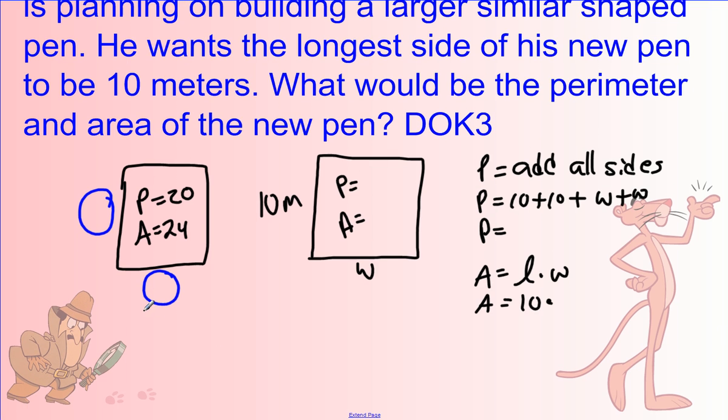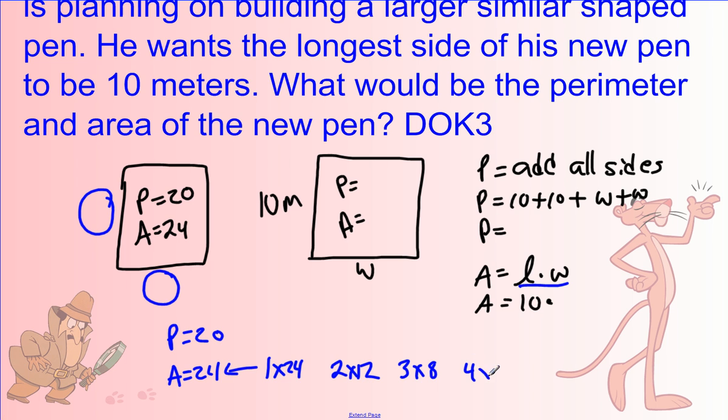Okay, so let's see here. In order for me to get a perimeter of 20 and an area of 24, the only way I'm going to get that area is from using this length times width. So what numbers multiply together to get 24? Well, I've got 1 times 24, 2 times 12, 3 times 8, 4 times 6. So it has to be one of these 4. Now I just got to figure out which of these dimensions gives me a perimeter of 20.